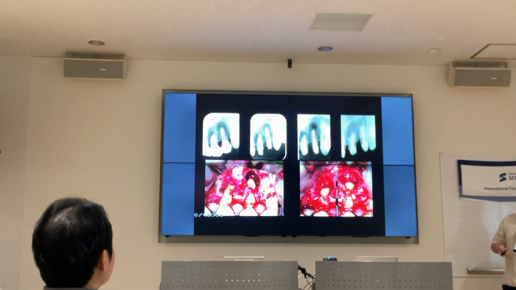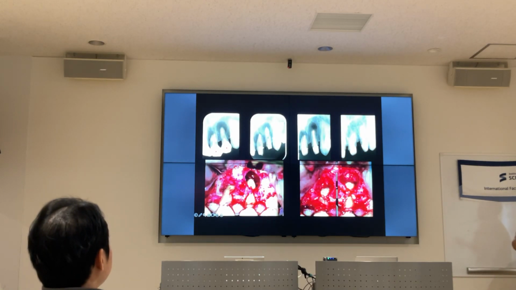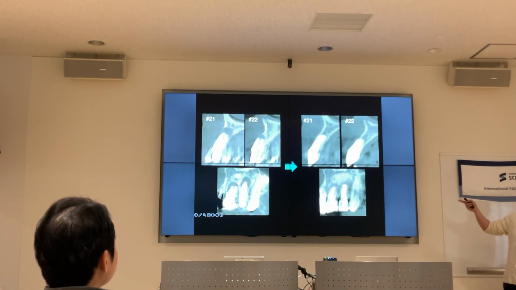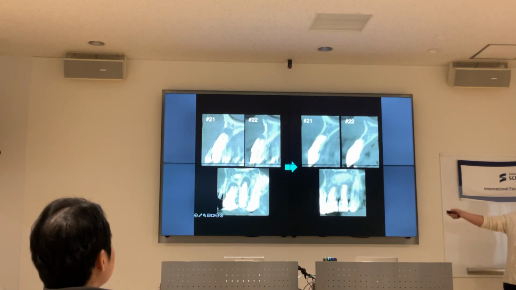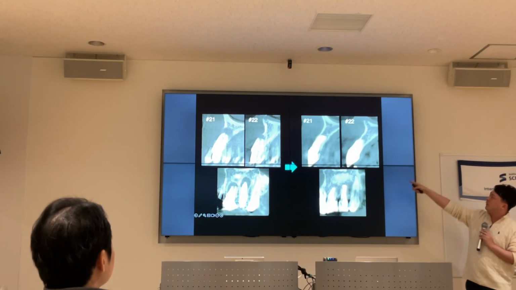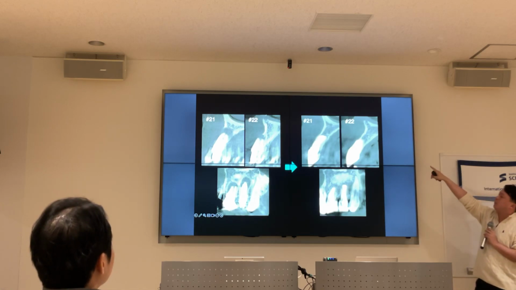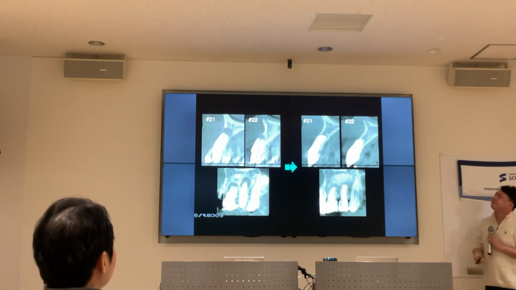This is just after surgery, then one year later. The apical radiolucency is completely healed. It is a very good prognosis. So this is the before and after CBCT image. The left picture is before and the right side is after one year. Very good healing of the bone in the apical area.